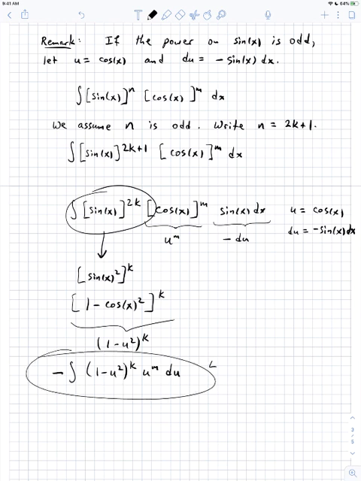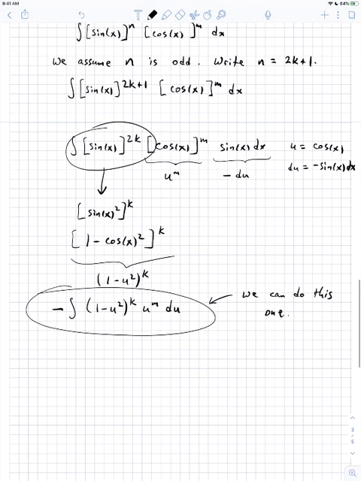So again, we can do this. It might be tricky because, again, that k might be a large number, so it might involve a lot of expanding and multiplying. But the point is that we can actually do it. Let's do a simple example.